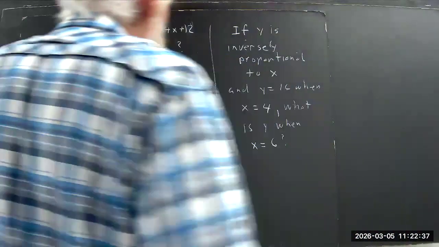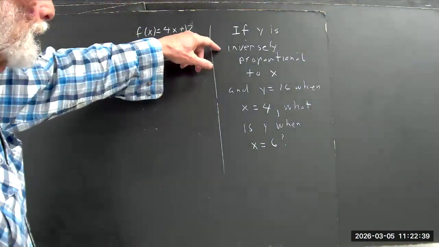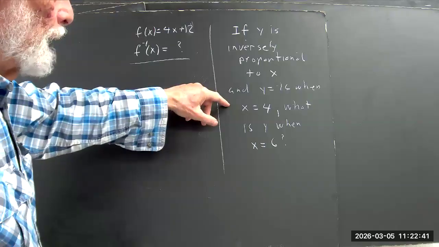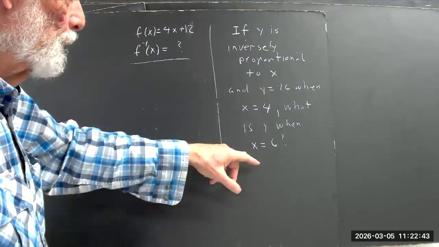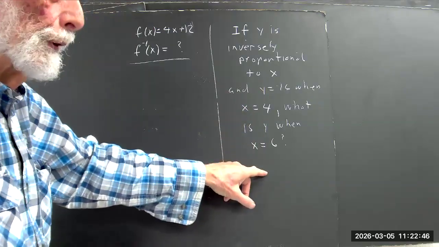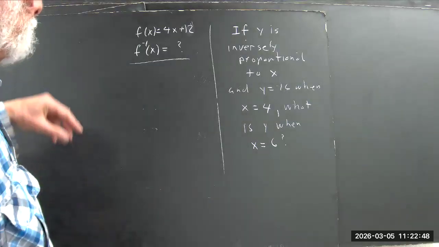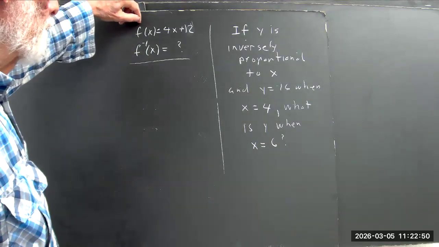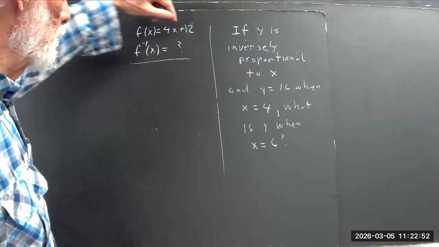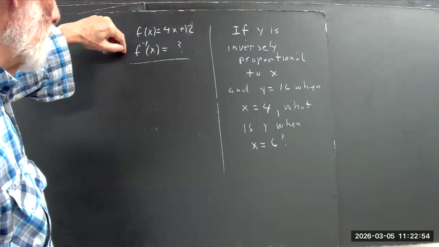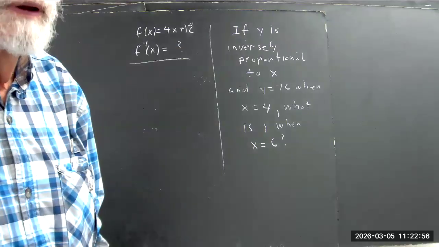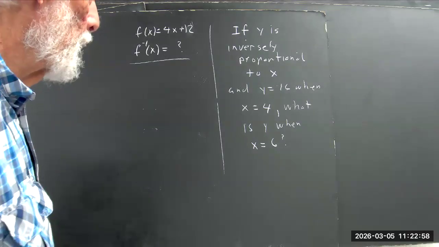We start with a quiz. If y is inversely proportional to x and y equals 16 when x equals 4, then what is y when x equals 6? Okay. And then we have f of x equals 4x plus 12. We want to find f inverse of x. We want to find the formula for f inverse of x.